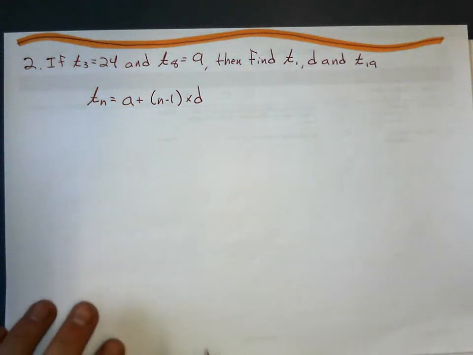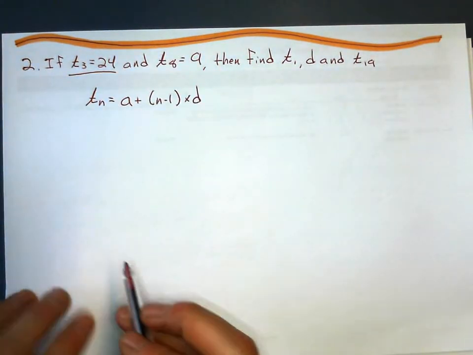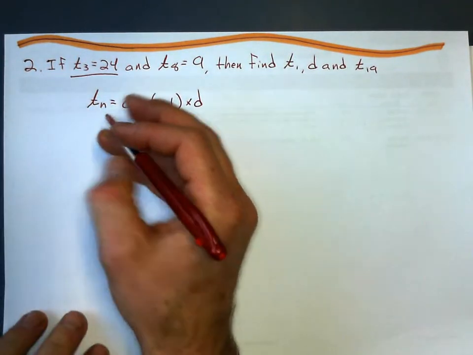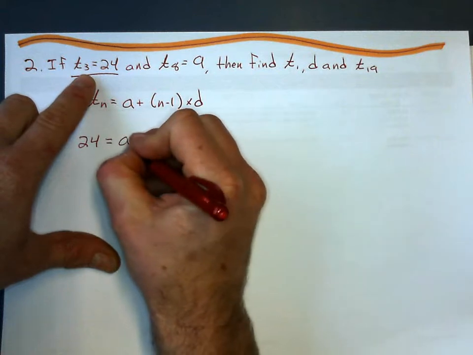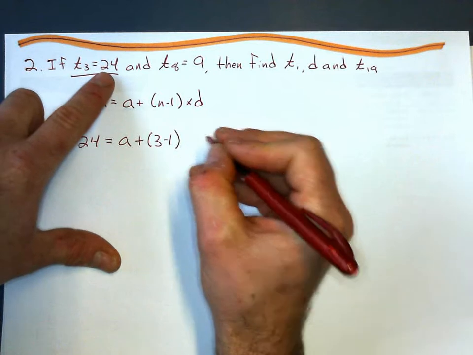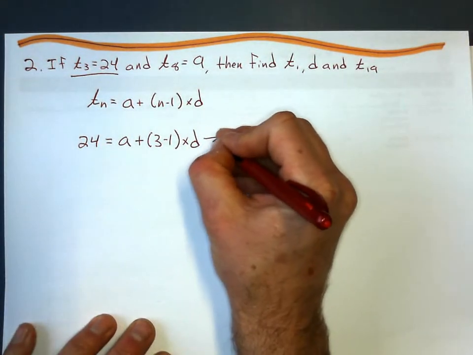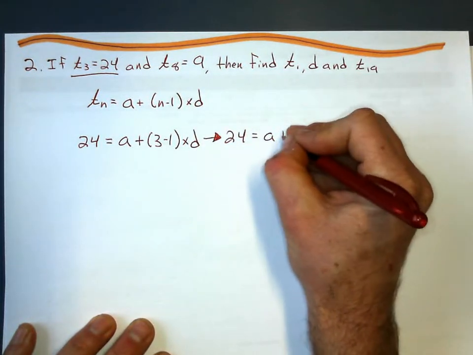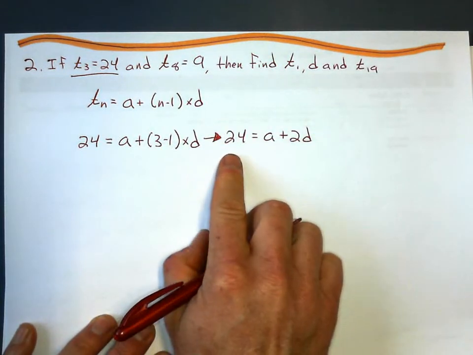Okay? Now I'm going to look at this one first, and 24 is the value of that 3rd term. I'm just going to plug in what I have here and say, okay, 24 is what that 3rd term is. I don't know what the first term is yet. n is 3, and I don't know what d is yet. This simplifies to 24 equals a plus 3 minus 1 is 2, and 2 times d is 2d.